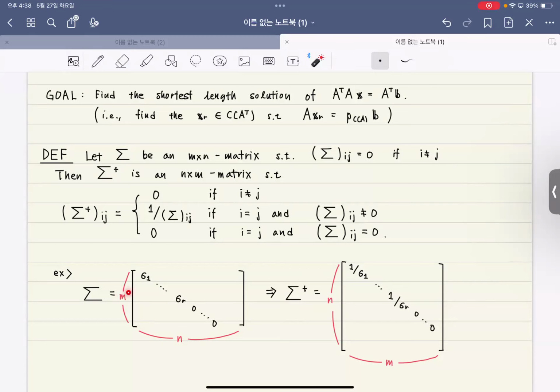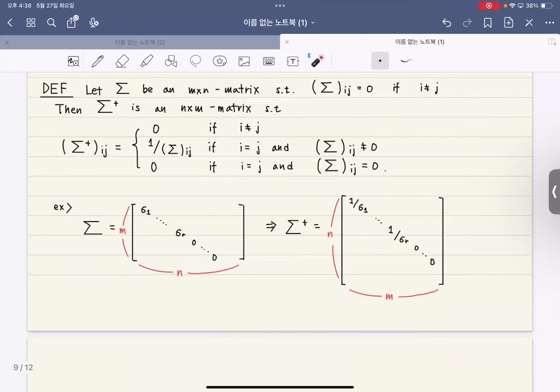Sigma plus is again an almost diagonal matrix, and it is obtained like this. If your sigma is m by n, then sigma plus is n by m, right? This is almost like taking a transpose of this matrix, but not exactly the transpose. If your diagonal entries are non-zero numbers, then these non-zero diagonal entries are taken reciprocal, right? This is the sigma plus. And if your diagonal entry is equal to 0, then it just carries over.